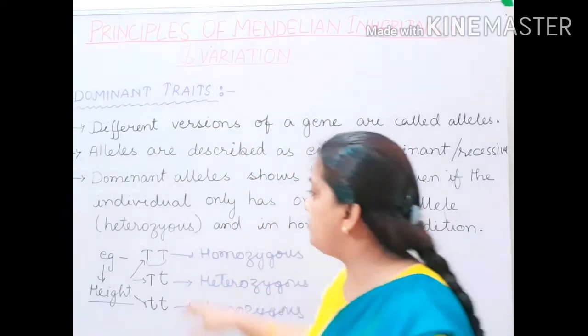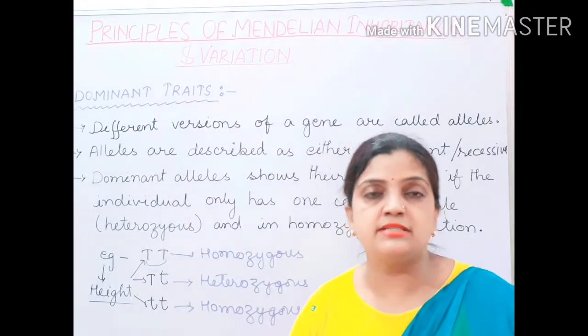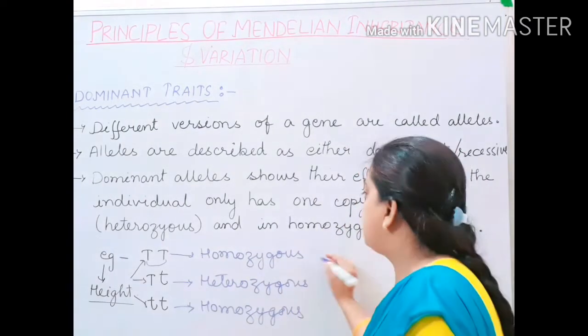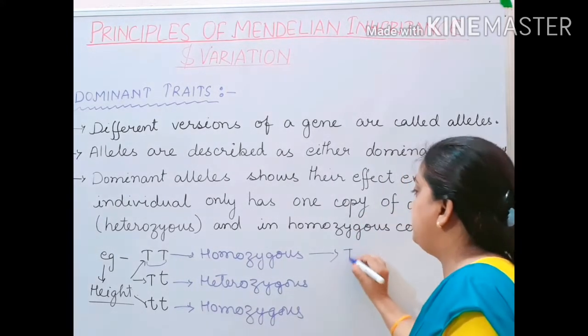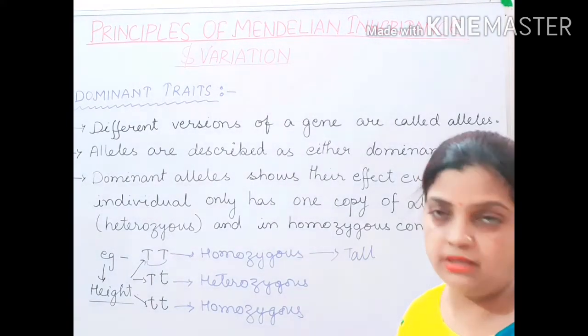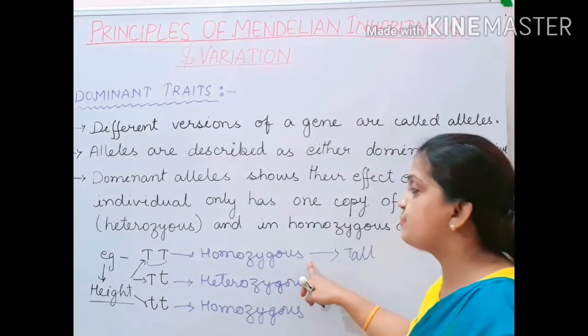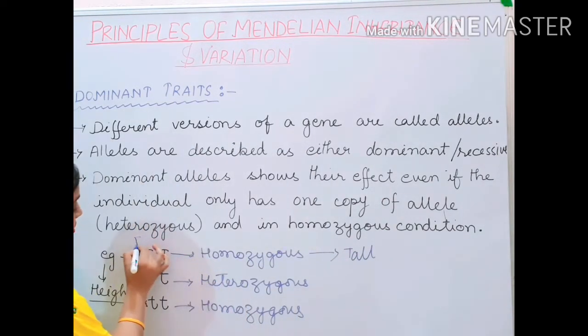Now children, capital T is responsible for the tallness of the height. So here when both the alleles are responsible for the tallness, ultimately the character will be categorized with what? It will be tall. So the human being, the plant will be tall. So here tallness will be expressed because one of the alleles is coming from the father and one of the alleles is coming from the mother. I have explained all these things.